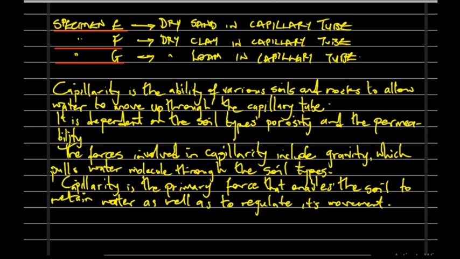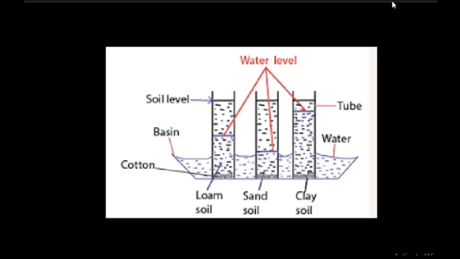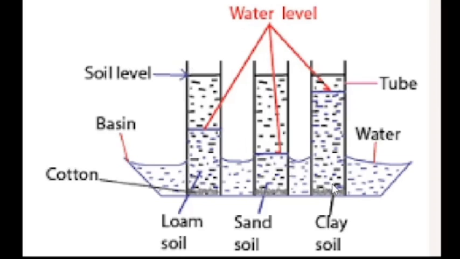And then we move to the next experiment. Okay, let me quickly show us. So in this experiment now, we discovered that clay soil absorbed the most amount of water, and that is why we see the level here. You can see the level of water here. In clay soil, it absorbed the most amount of water, followed by loamy soil, and sandy soil happened to have absorbed the least amount of water from the trough.